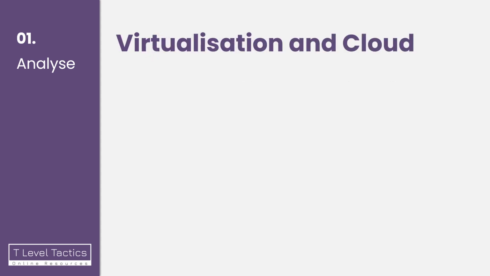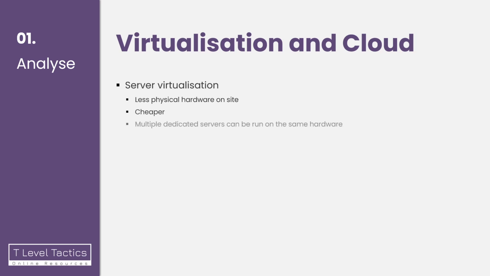Let's think of virtualization and the cloud. It was an emerging technology, but now quite commonplace amongst organizations. We can look at server virtualization, which means that we'll have less physical hardware on site. In theory, we could move our servers all to the cloud, which should make it cheaper, and we can have multiple dedicated servers running on the same hardware. If we do move it to the cloud, that means we can move it off-site. We can reduce our risk involved.